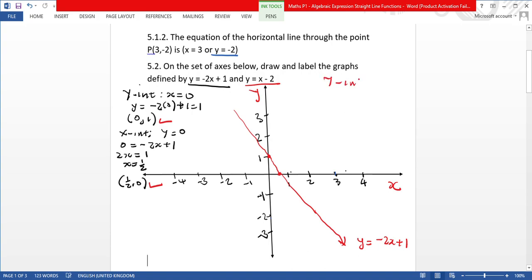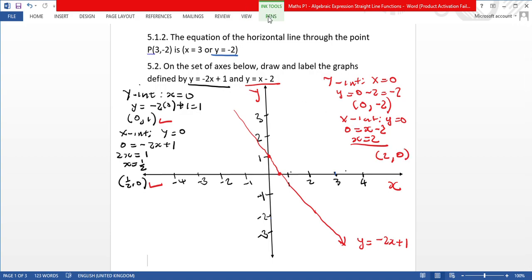So the y-intercept is when x is 0. So when x is 0, then y equals minus 2. We're going to have the first coordinate (0, minus 2). And then the x-intercept likewise is when y equals 0. So when y is 0, we're going to have 0 equals x minus 2. Then x here will become 2. Then the x-intercept is going to be (2, 0).